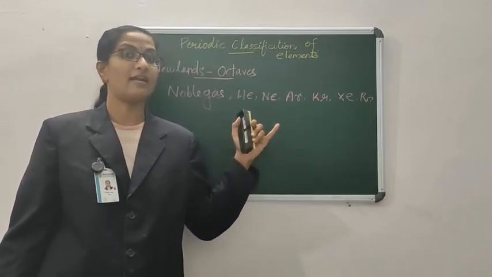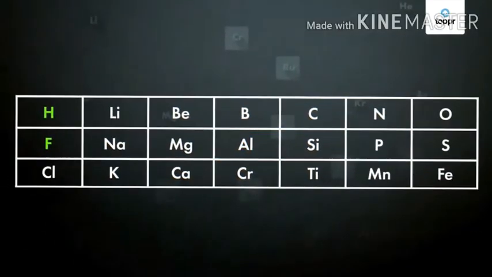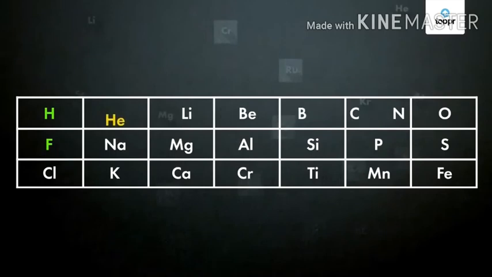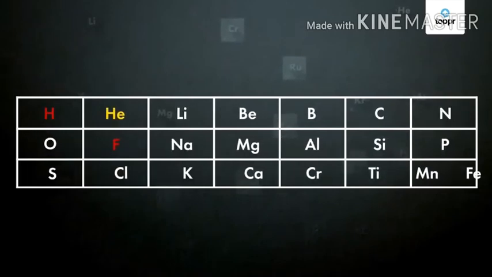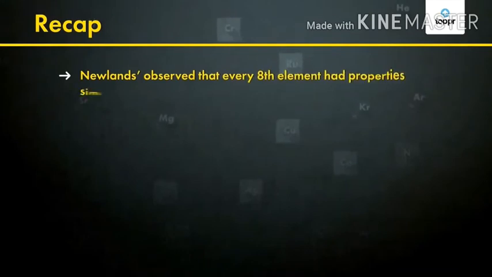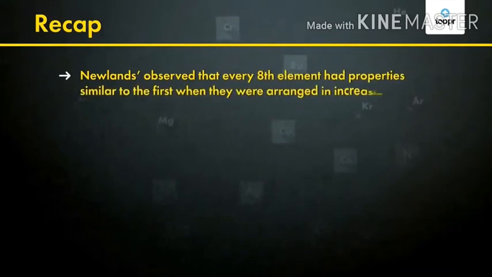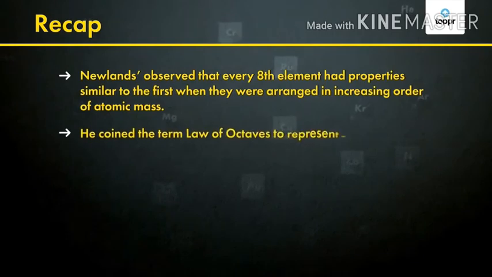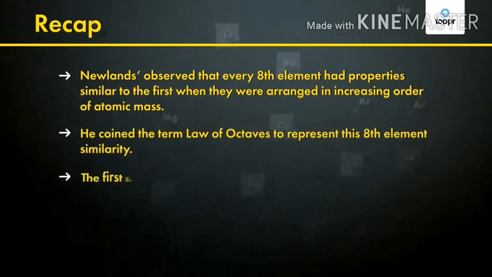Let us see what he did. The positions of hydrogen and fluorine were in the same slot, but the entry of the noble gas helium displaced them. Go to the summary of Newlands octaves. Newlands observed that every 8th element had properties similar to the first when they were arranged in increasing order of atomic mass. Second, he coined the term law of octaves to represent this 8th element similarity.